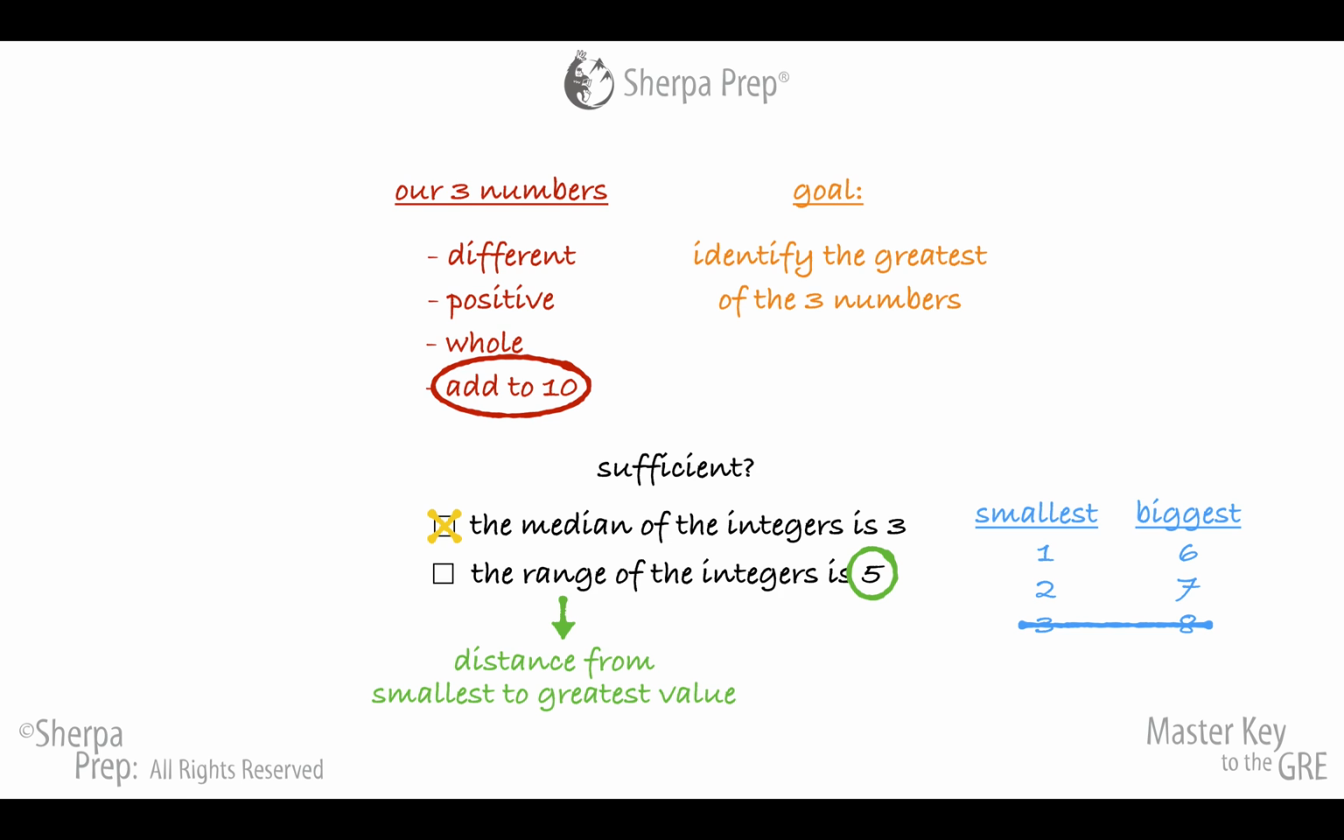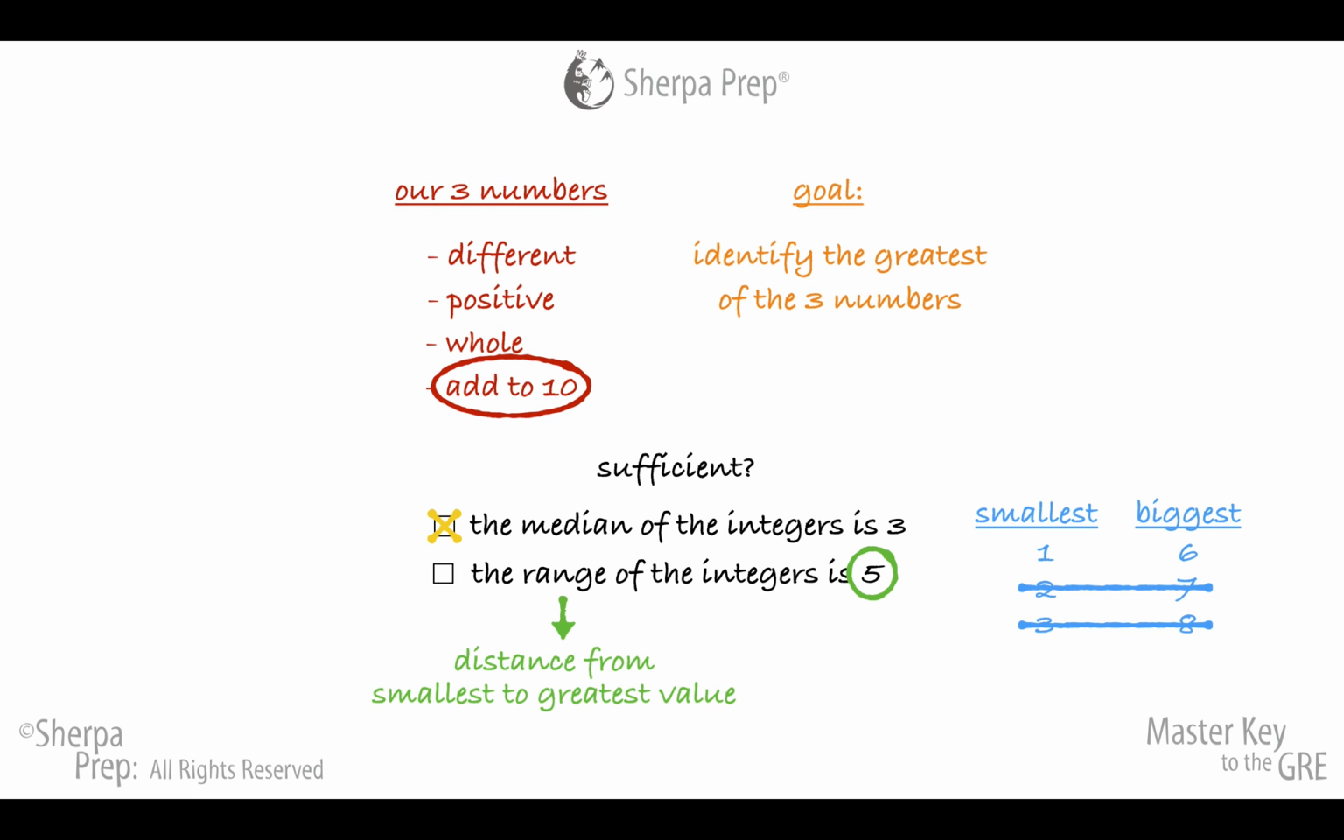And likewise, if our smallest value is 2 and our largest value is 7, the third term in the set would have to be somewhere between 2 and 7, but 2 and 7 already add to 9. In other words, the 3 numbers in our set would add to something greater than 10, and that's why 2 and 7 can't be our smallest and biggest values.